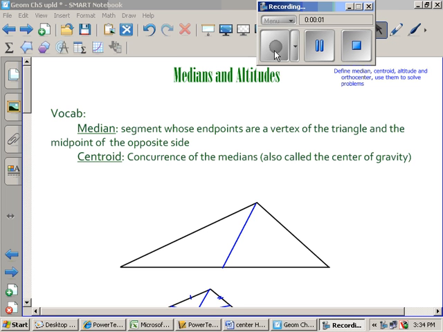Two centers we're going to talk about are the centroid and the orthocenter. Let's start with the centroid. The centroid is the concurrence of medians. Okay, well, what's a median?